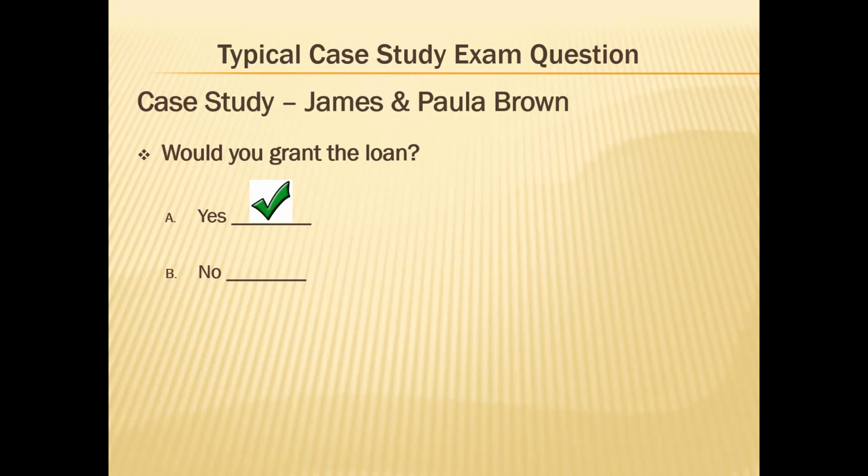So let's look at some reasons why we would give to them. Let's start looking at character. And we'll be using the credit Cs. So character, capacity, and collateral. So character, what would you say about the character? Remember what we did for Martin and Sherry Rule.